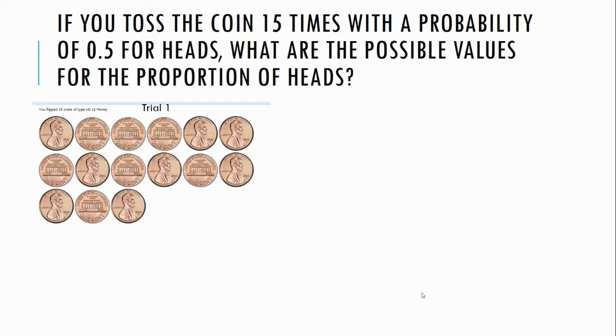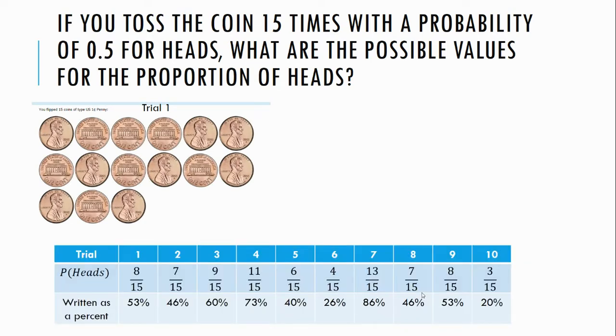Okay, so if I toss the coin 15 times, here's the first example, and I count up the number of heads. Let's count. There is 1 heads here, 2, 3, 4, 5, 6, 7, 8. So on this trial, the experimental probability is 8 heads out of 15 flips. And if I change that to a percentage, it's 53%. So both of these values, 8 out of 15 and 53%, are probabilities.